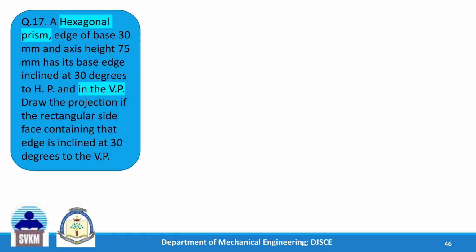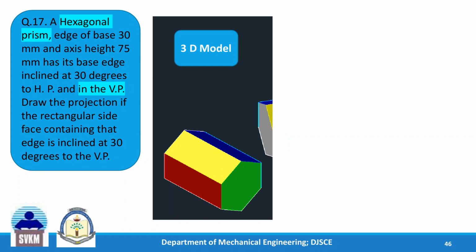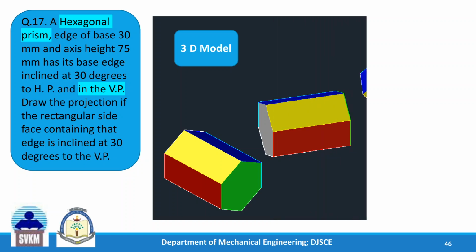See the model first. So this is the first step. Since it is given that the edge of the base is in the VP, in the first step we have kept it on the VP with the axis perpendicular to VP. Second step, we have tilted it so that this rectangular face here makes 30 degrees with VP. VP is here. So that is done in the second step. So this is the second step.